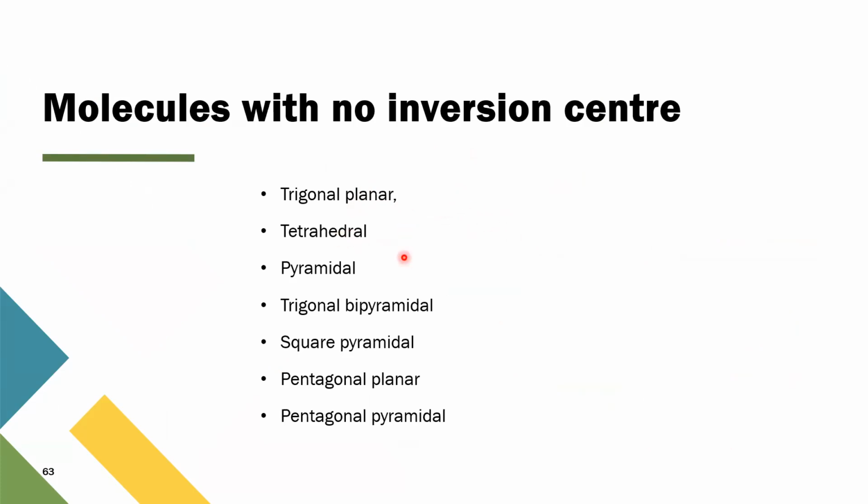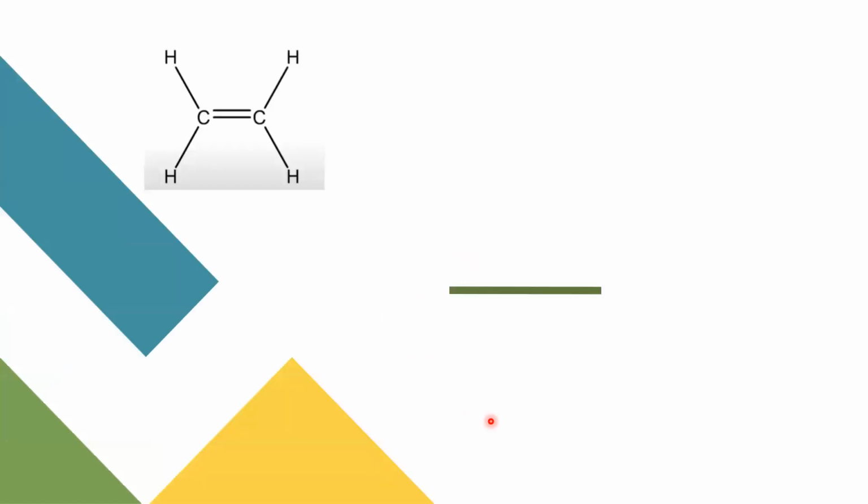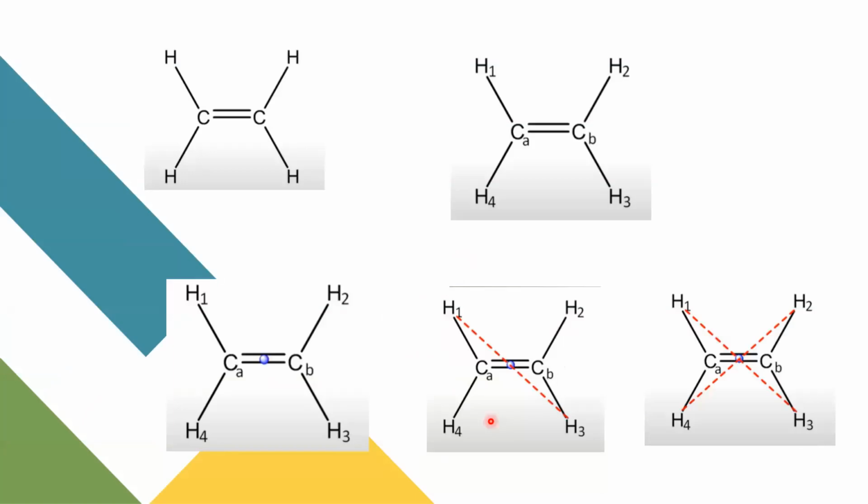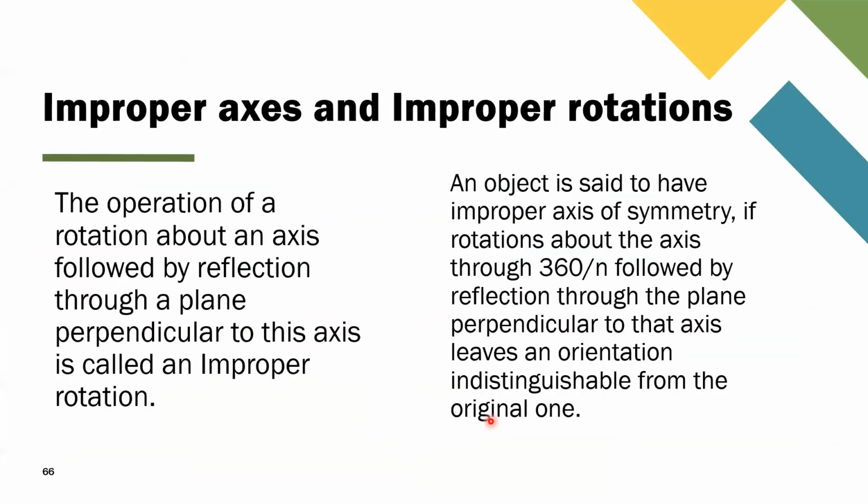Tetrahedral molecule. Pyramidal molecules. Trigonal pyramidal. Square pyramid. Pentagonal planar and pentagonal pyramidal. So those sorts of molecules do not have any inversion center. Right. Then we'll come to the improper axis, and improper rotations.